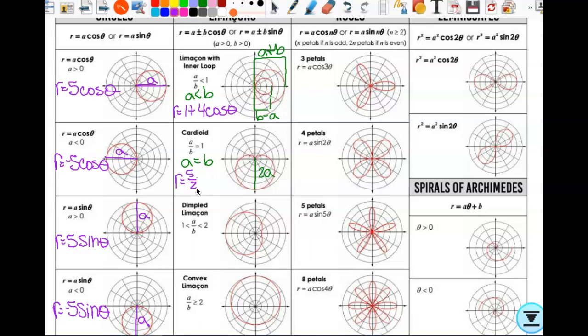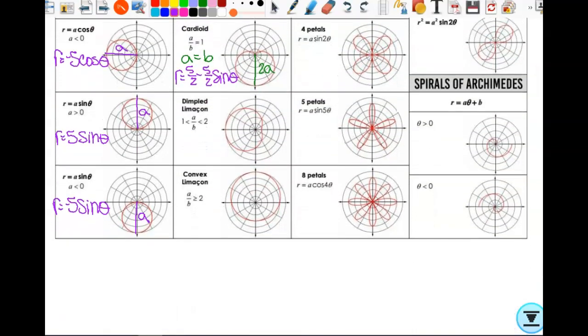Negative. So this is minus 5 halves sine theta. Right? It's on the negative pretend y-axis, so that's what makes it like that. Okay, we good so far? Then we have what's called the dimpled limaçon. The dimpled limaçon is like on its way to becoming a cardioid, like somebody kind of pushed that in a little bit, but it's not really there yet.